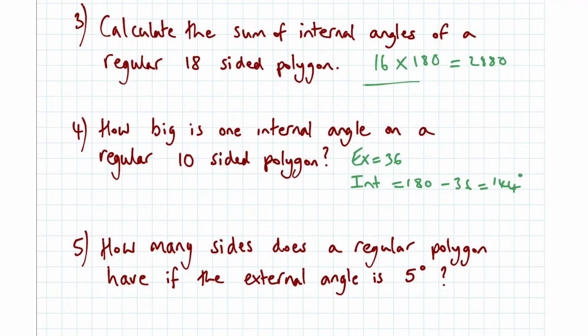How many sides does a regular polygon have if it's got an angle of 5 outside? Well, you can just do 360 divided by the external angle to find the number of sides. 72-sided shape. And let's have a look at question 6.